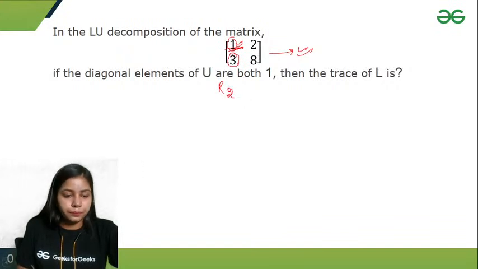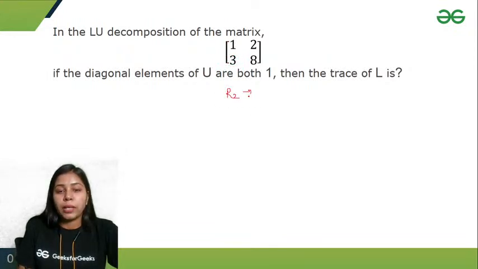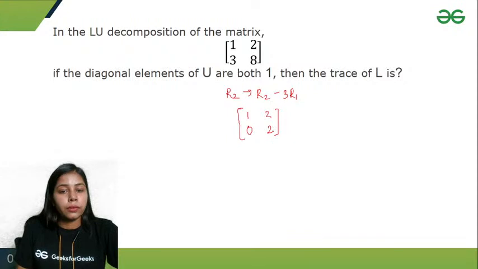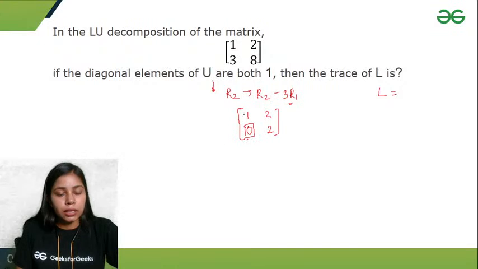What would I do? R2 becomes R2 minus 3R1, right? So what would I get? 1, 0, 2, and 3 times 2 is 6, 8 minus 6, that will be 2, right? Is it in row reduced echelon form? Here we have used one transformation, we had made this 3 into 0. So what would I do?